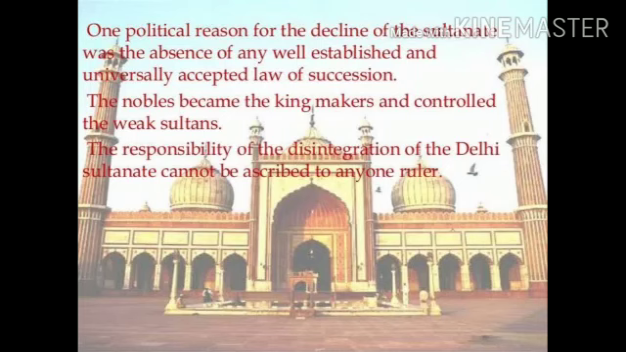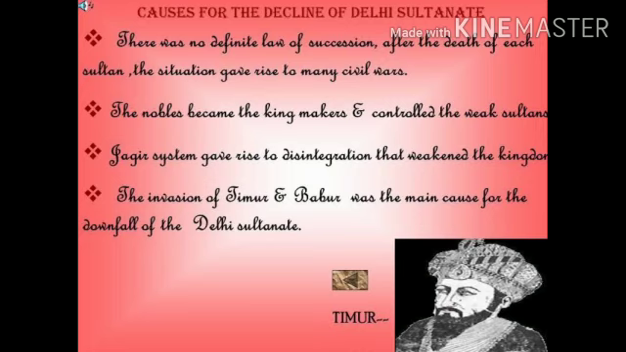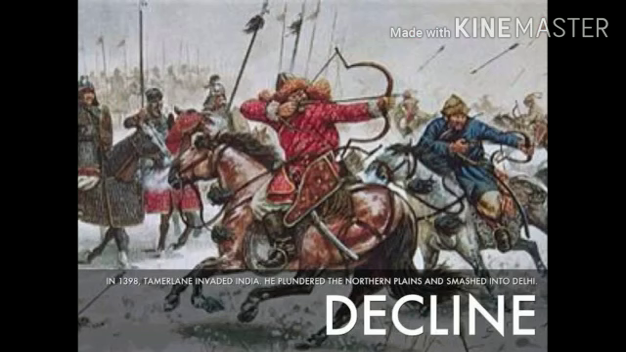The nobles became the kingmakers and controlled the weak sultans. Thirdly, rebellions broke out in Gujarat, Warangal, and Bengal. Due to this, regional kingdoms came up in South India and Deccan. Fourthly, the invasion of Timur and Babur was the main cause of the downfall of the Delhi Sultanate.